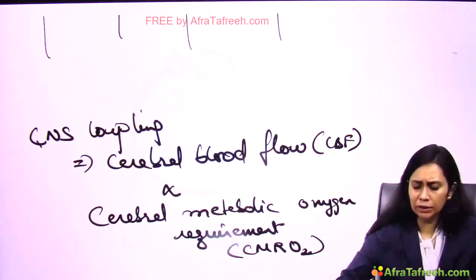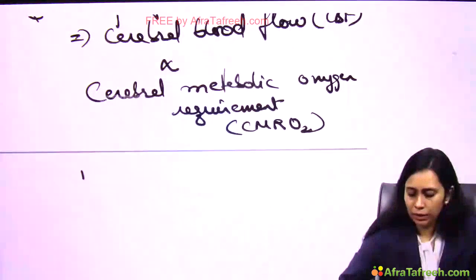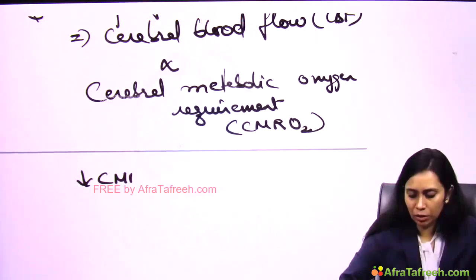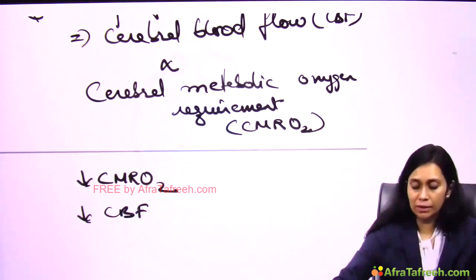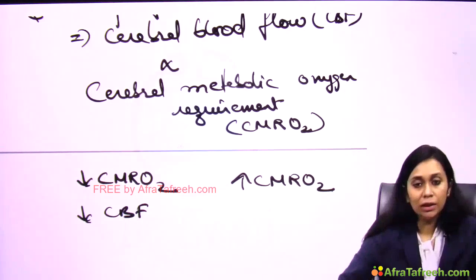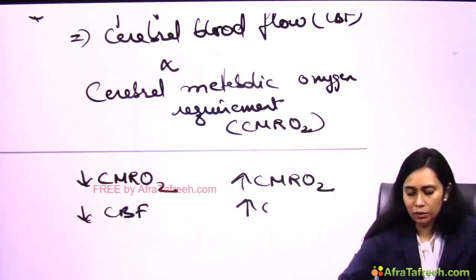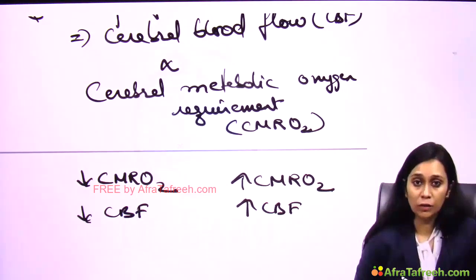Any clinical condition which would decrease cerebral metabolic oxygen requirement, cerebral blood flow should, as a rule of coupling, decrease. And if CMRO2, that is cerebral metabolic oxygen requirement, increases, cerebral blood flow increases. This is a normal phenomenon which we observe.